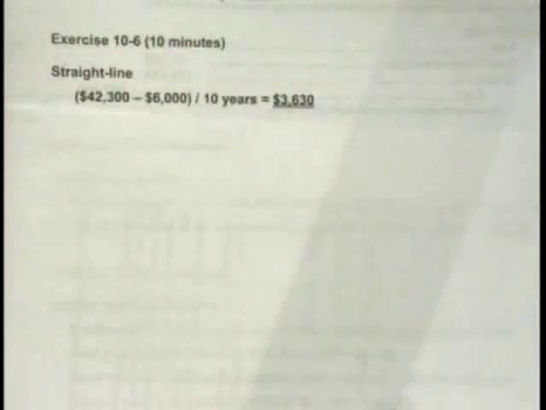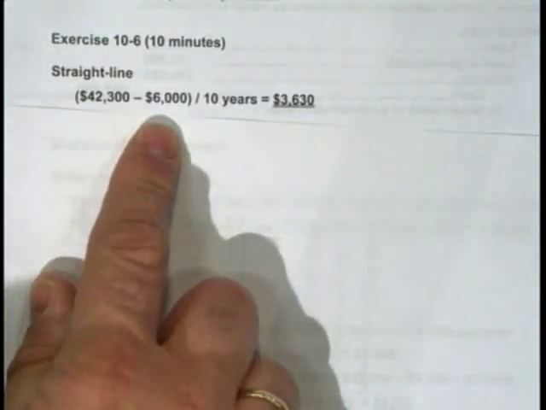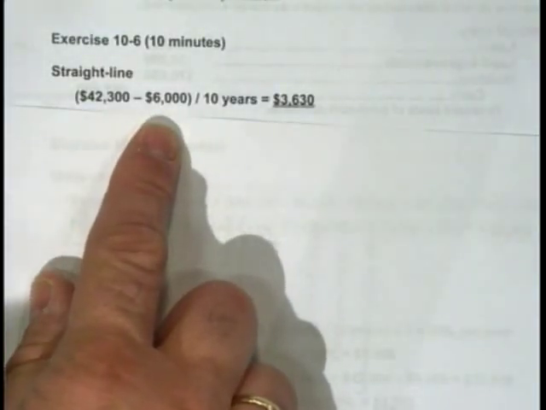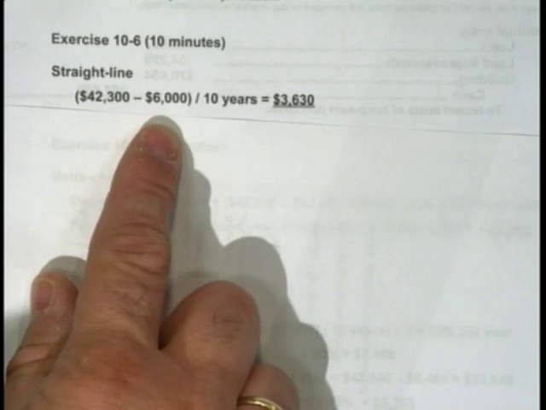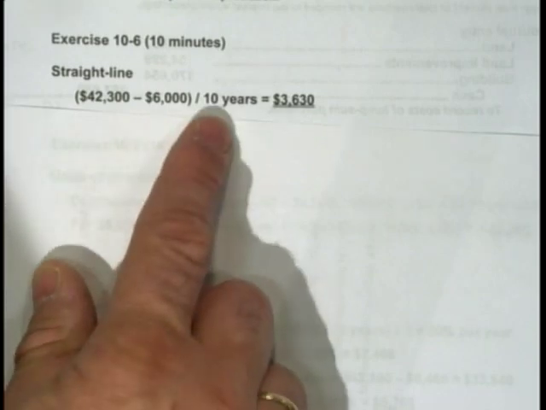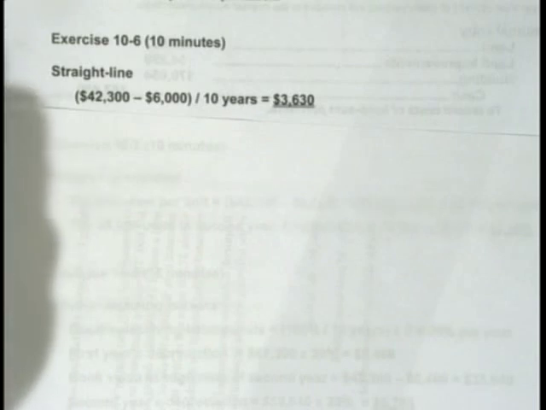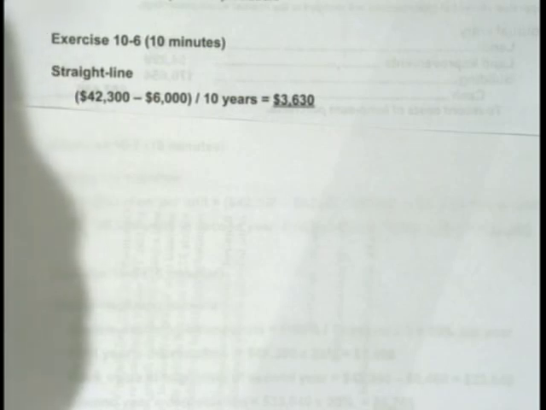Okay? Well, for year 2, this one's pretty easy, isn't it? It's going to be the same amount for year 1 and for year 2, right? We're going to take the cost of the asset of $42,300 minus the salvage value of $6,000, and then we take that divided by the estimated useful life of 10 years, and that's going to be $3,630 per year, right? That'll be the amount in the first year and the second year and the third year, and so on. So that's the straight line method. Any questions on that?